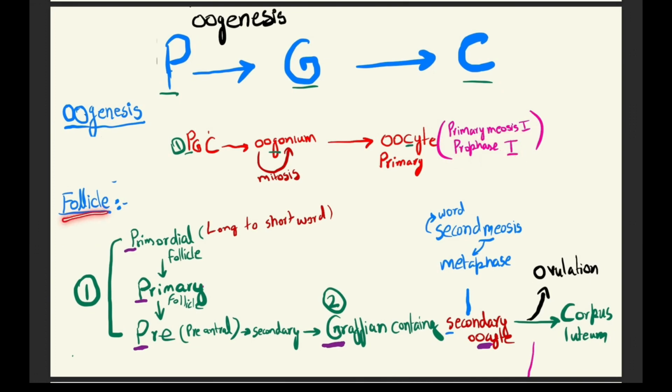Next, in the follicular development, which is going parallel, we have P again, and for the P, we have three words. First is the primordial, that is the longest word. Then we have primary follicle, that is the middle word. Then we have the pre-antral follicle, which leads to formation of secondary follicle. Then from secondary follicle, we have the Graafian follicle, which has G in the name. So we have Graafian follicle, which has a C, that is secondary oocyte. For secondary, we have second meiosis, and we take the second word initial and we have M, so we have metaphase 2. Then we have ovulation and then the formation of corpus luteum.